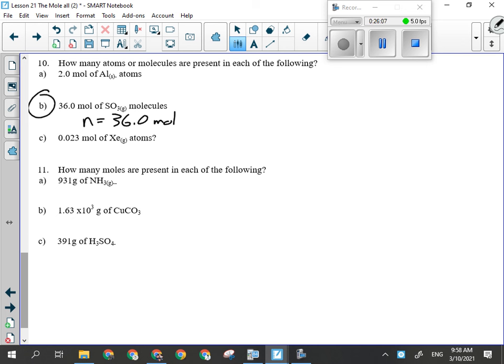Super easy, because I don't have to use the mole equation. They told me the number of moles, so all I have to do is take the number of moles and multiply it by Avogadro's number. Okay? Number of molecules equals n times Avogadro's number. We've done a couple of questions like that now. All right? So all I have to do is calculate this.